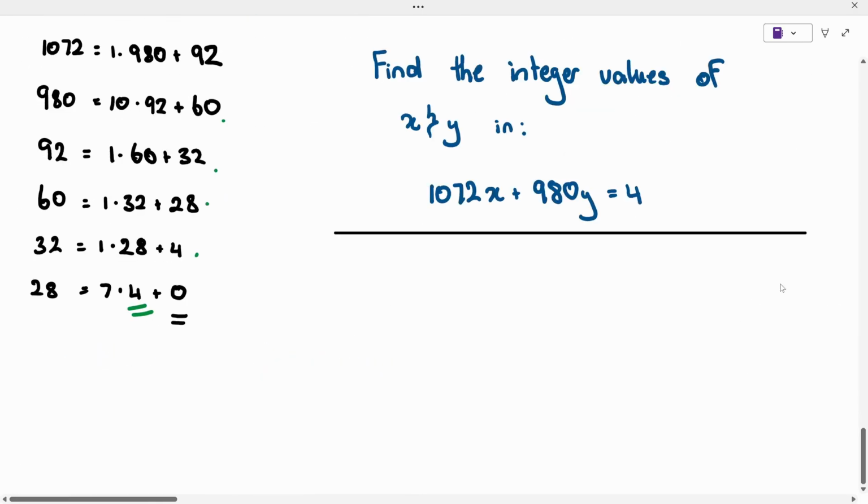So the last thing I'm going to show you all how to do is to answer a question like this. Find the integer values of x and y in 1072x plus 980y is equal to 4. The first thing we're going to do is label each one of these equations, because that's going to help us out a lot in this question. We have equations 1, 2, 3, 4, and 5.